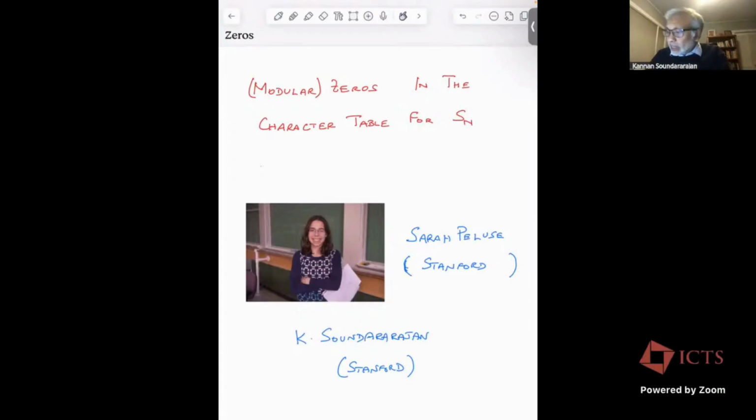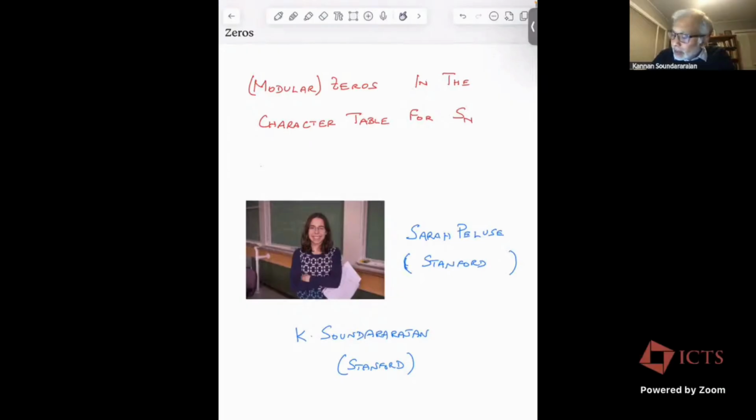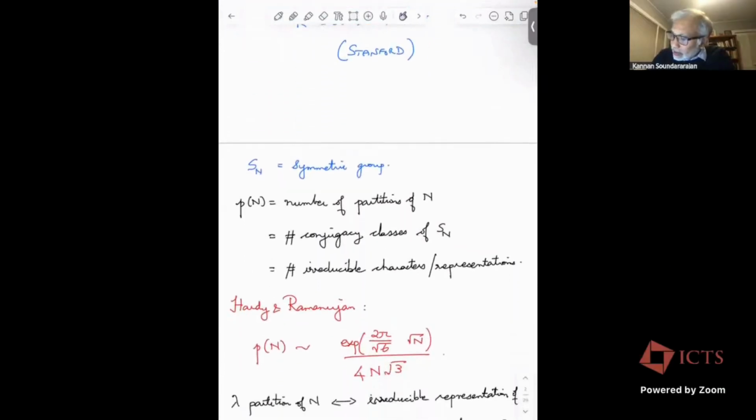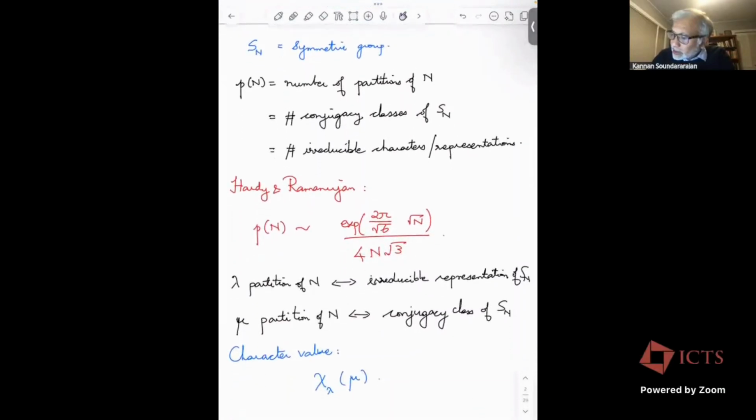The work that I have is joint work with a colleague of mine, Sarah Palouse. It began about 5, 6 years back, when we were investigating congruences in the character table, and then we wrote a couple of papers on it, and most recently we thought about actual zeros in the character table as well. So the object of interest is the symmetric group Sn, which is a big group with n factorial elements.